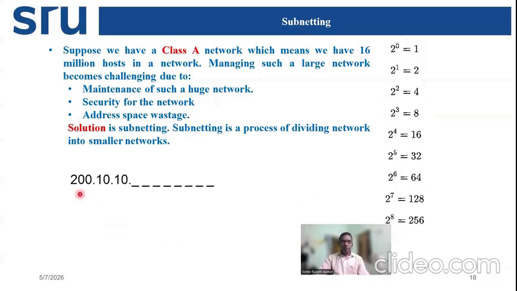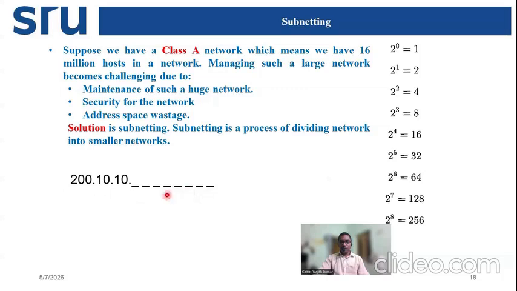Let us take this example. This is a class C address because 200 is in the range 192 to 223. That is 200.10.10. Anyhow, 200 means this is a class C address. Class C address means the first 3 bytes represent the network address. This is fixed. The last byte represents the host address. The last byte contains 8 bits. That's why here I have written 8 places.